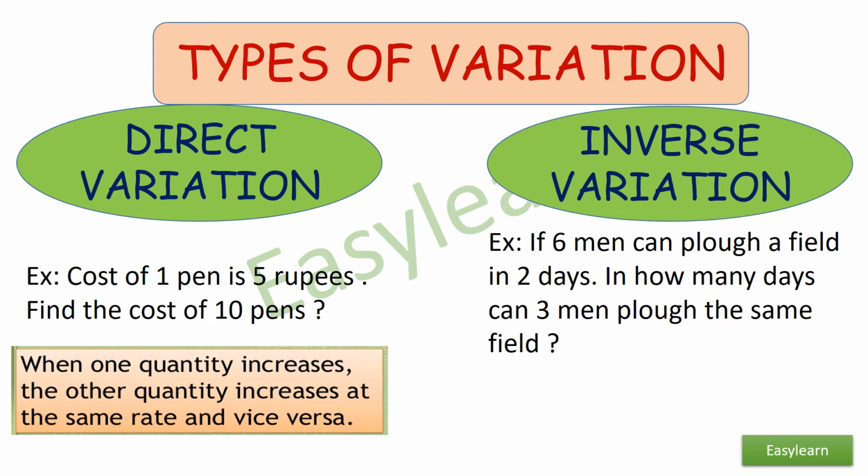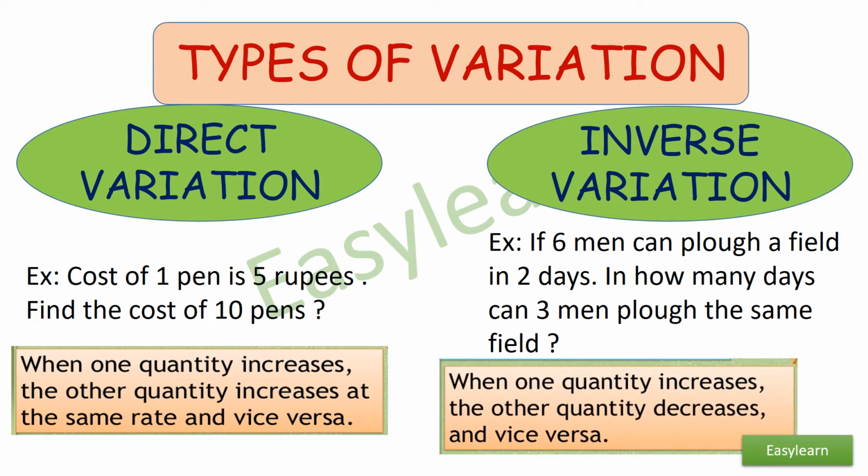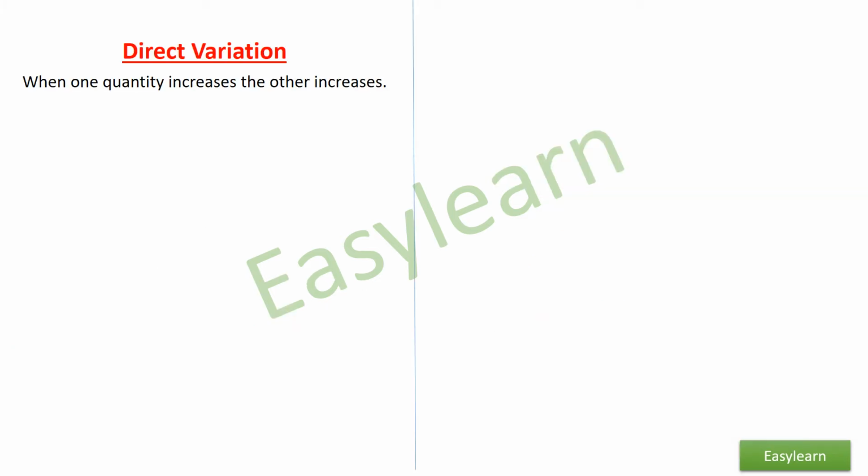So in this case, we can say that as one quantity is increasing, the other is decreasing. This type is called inverse variation. So in inverse variation, when one quantity increases, the other decreases, or when one decreases, the other increases. So let us just study both of them in a distinguished pattern.